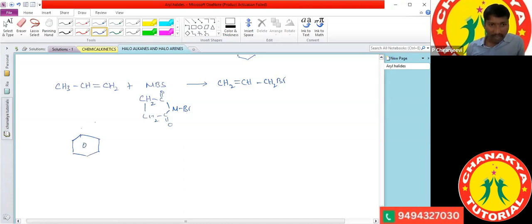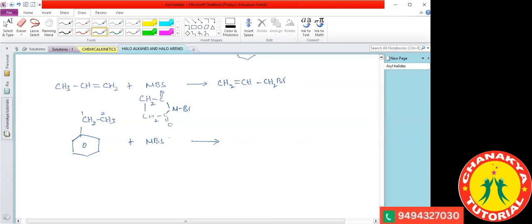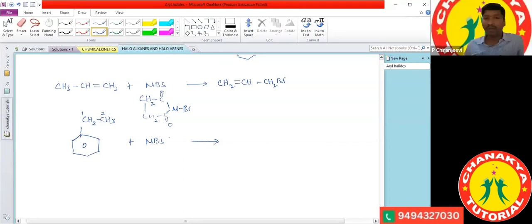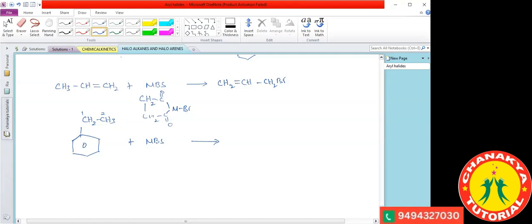Ethyl benzene, C6H5-CH2-CH3. If it is treated with NBS, now bromine is going to be attached to which carbon atom? Either the first carbon atom or the second carbon atom? Second, because it has sp3 hybridization. It is going to be attached to which carbon? First carbon or second carbon? Second.